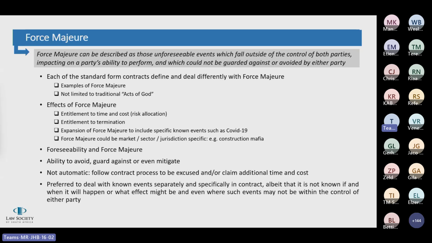And you'll find the same contract term or premise in most of the standard form contracts. Lastly, ability to avoid, guard against, or even mitigate force majeure. A contractor always has the obligation to mitigate delays and losses as much as possible. Properly drafted force majeure clauses will allow both parties to work together to avoid or mitigate losses for force majeure.